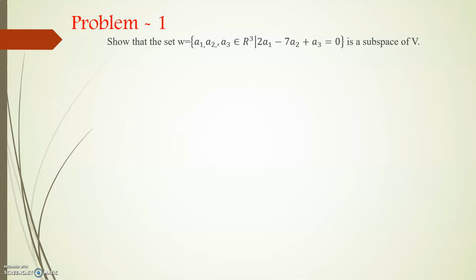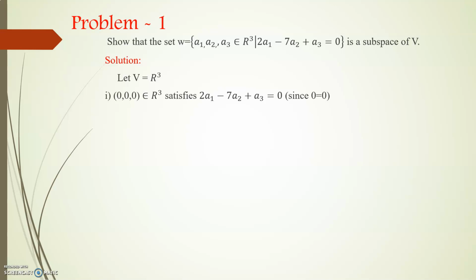Show that W equals the set of (a1, a2, a3) belonging to R cube such that 2a1 minus 7a2 plus a3 equals 0 is a subspace of V. That is, we are going to show whether the given set is a subspace of V or not. Let V be equal to R cube. We need to check three conditions for a subspace: one is the zero vector, another is closed addition, and another is closed multiplication by a scalar.